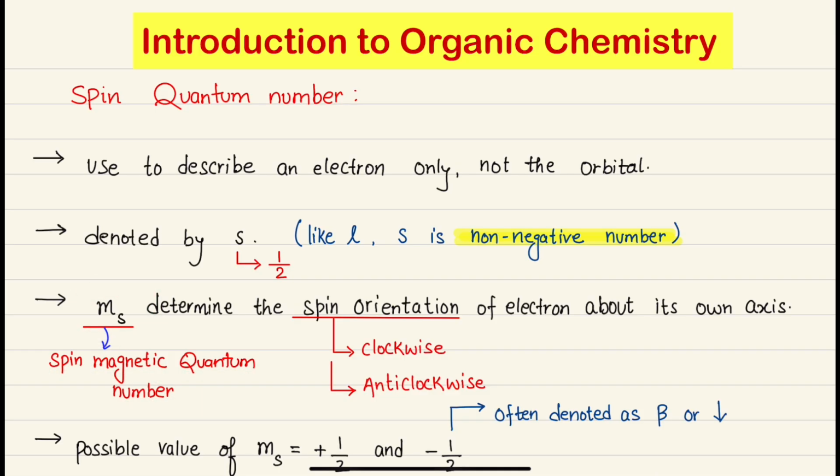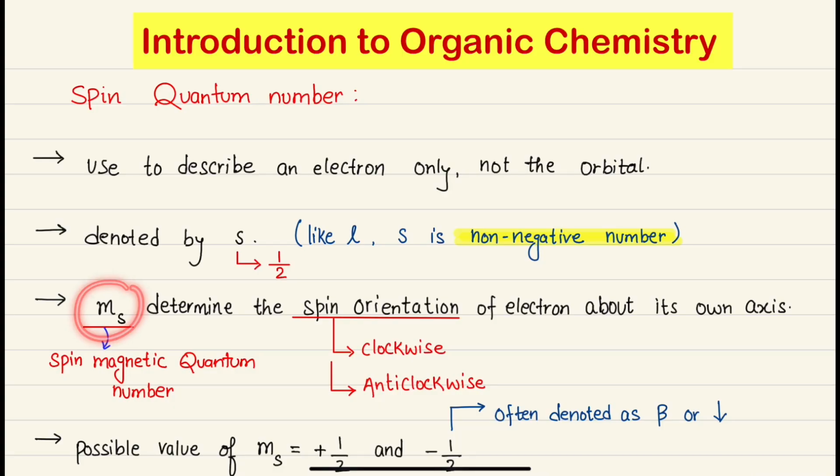Maybe you will get confused. Sir, here we have S and here we have ms. Are both the same thing? No, both are not the same thing. Many books write them as the same, but these are not the same. You can check Atkins Physical Chemistry. They have clearly mentioned S and ms are not the same. So don't make this mistake.